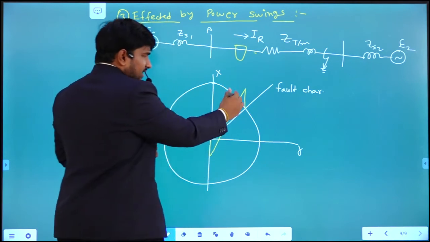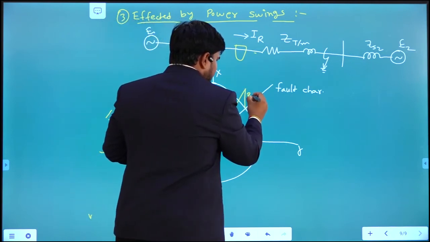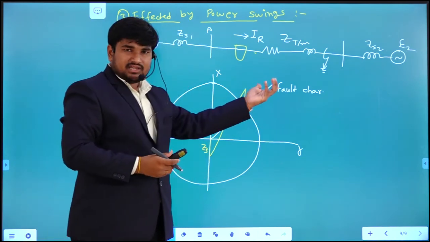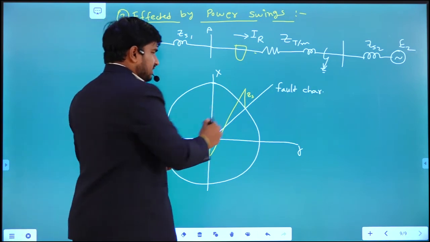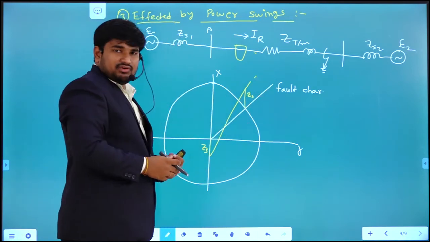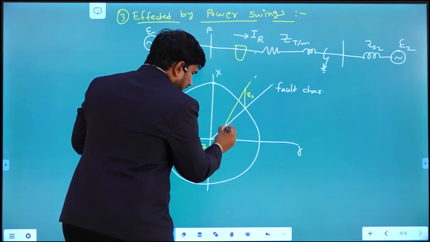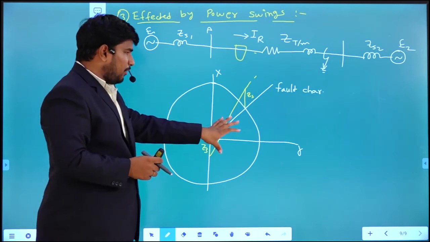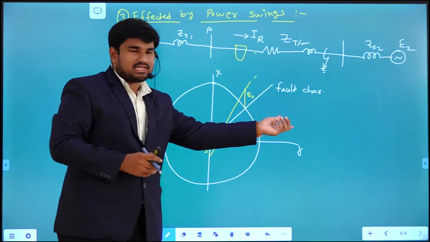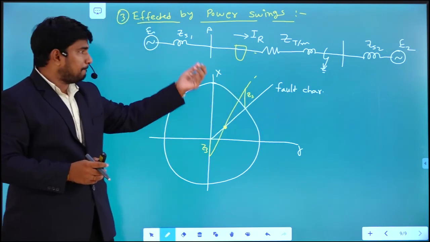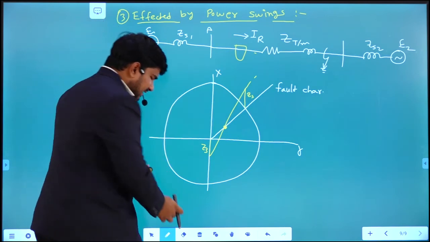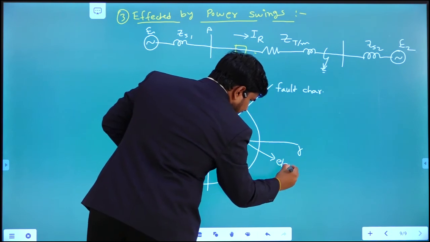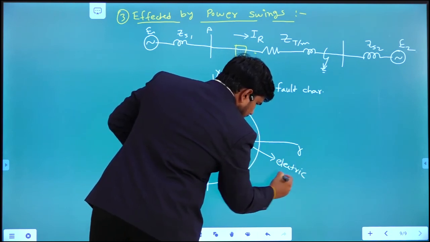The fault characteristic will be modified like this. This is the change in ZS. Because of this change, the fault characteristic will be changed like this. Now we call this point, the point where the fault characteristic meets the fault characteristic after power swing, the electrical center.